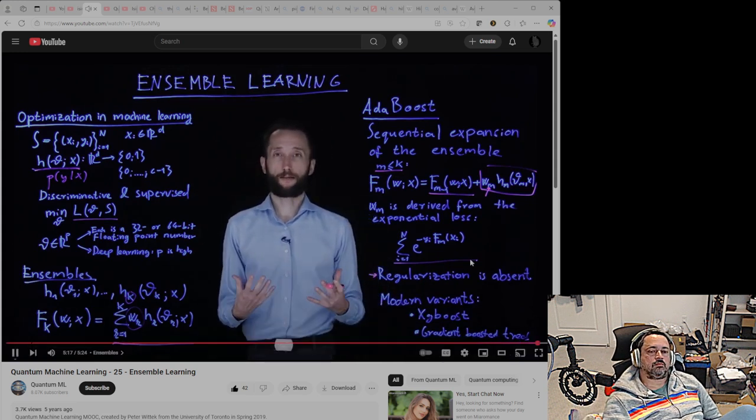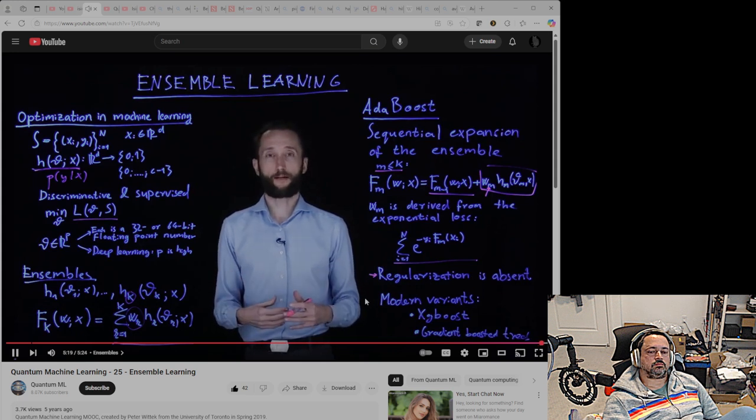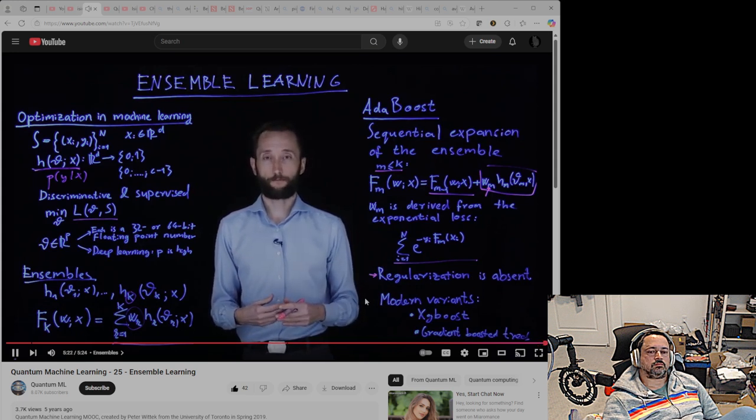And it's worth looking at boosting methods and ensemble learning and see how quantum computers can help.